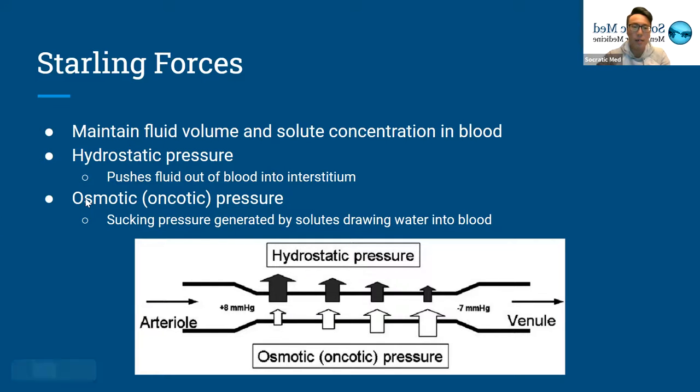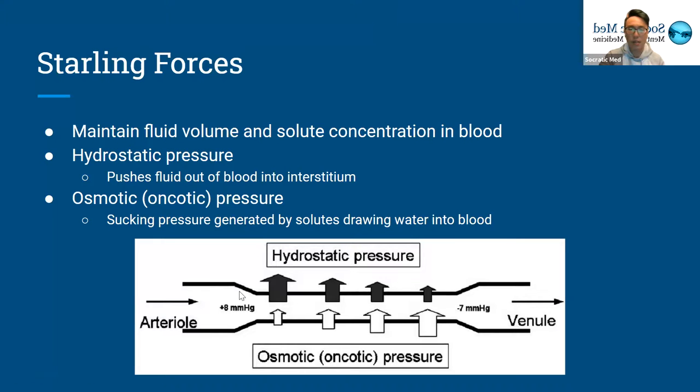And that is controlled by the other pressure, which is the osmotic, also called the oncotic, pressure. That's the pressure that forces the fluid and the water back into the blood. The blood has solutes that draw the water back into the blood, so this is controlled by concentration gradients. When the osmolarity is too high, the osmotic pressure will draw fluid back into the blood to maintain a more stable osmolarity.